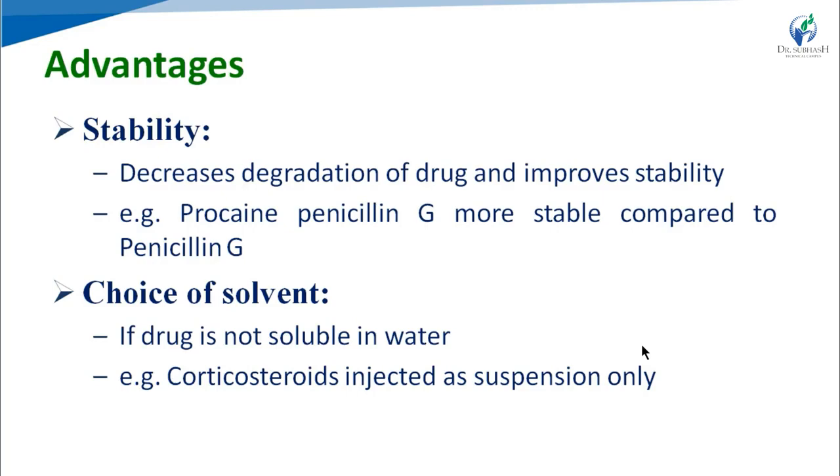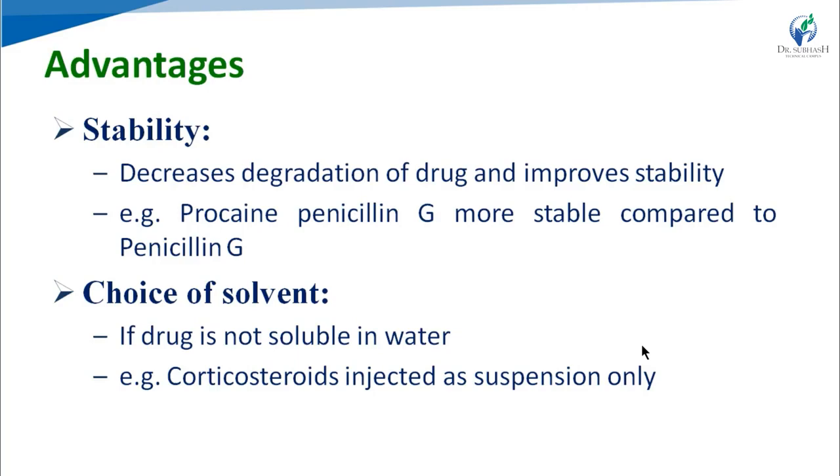One of the examples is this. For example, Procaine Penicillin G is more stable compared to Penicillin G. Procaine Penicillin G is available in a suspension form. So that's why, from the stability point of view, it is more stable as compared to Penicillin G.